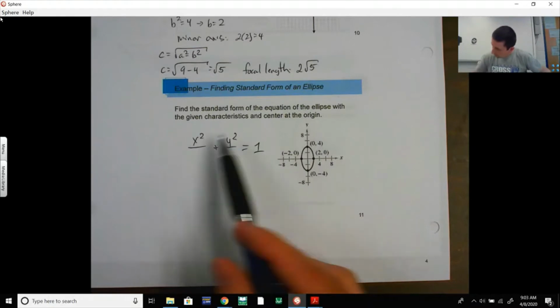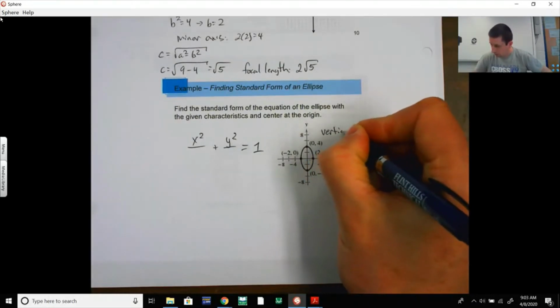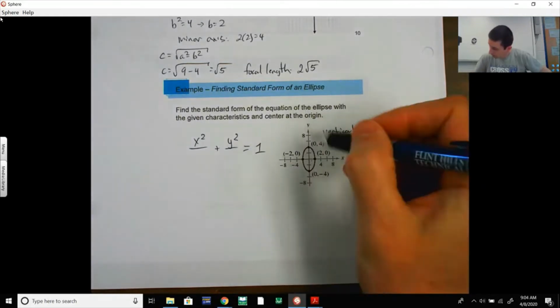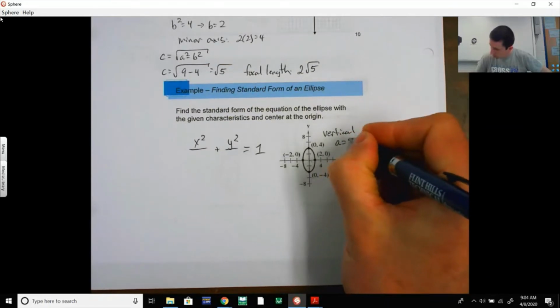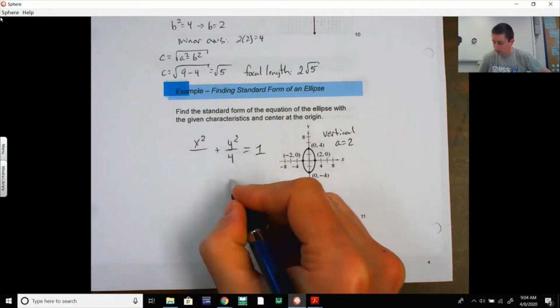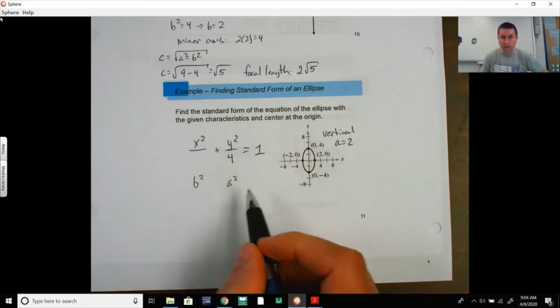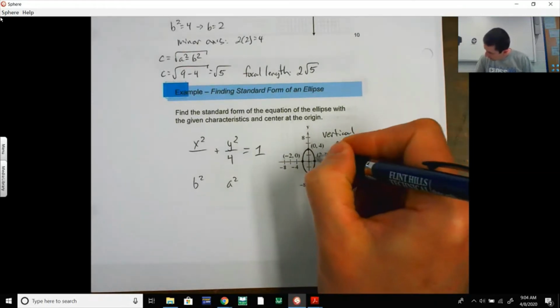Okay, so this thing is going vertical, which means the larger number has to be underneath the y. So I'm going to go from my center, and I see that my a value is going to be 2, so that means I need a 4 here, because I have to do a squared. So it's y squared over a squared, x squared over b squared in this case, because we're vertical. Okay, hang on, that's 0, 4.